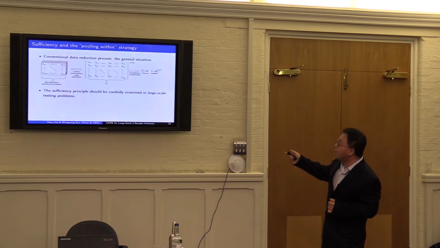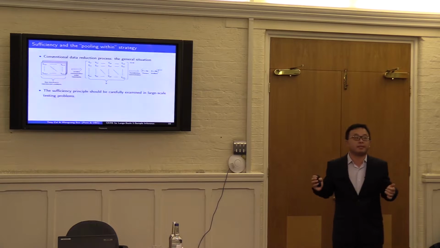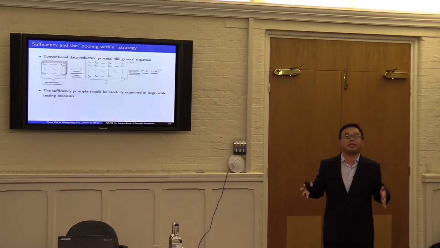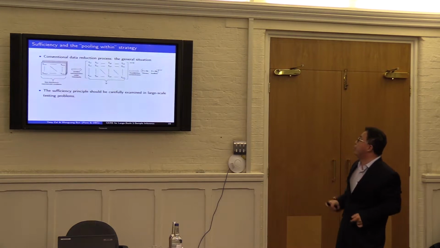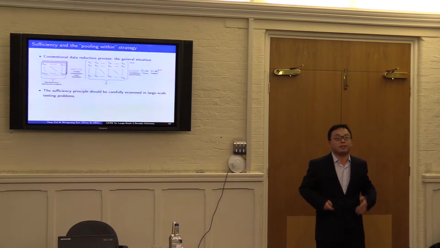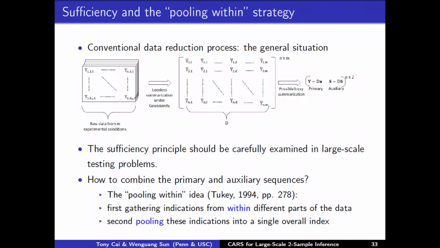So essentially, if you have two projections of the original data matrix, Y and S, where Y is the primary column and S is the side information, you need to ensure that A and B, these two directions, are perpendicular to each other. At least it is a very important principle for the multiple testing problem. And I think this deserves some additional attention when you do data reduction.